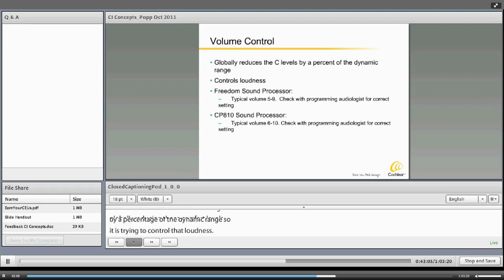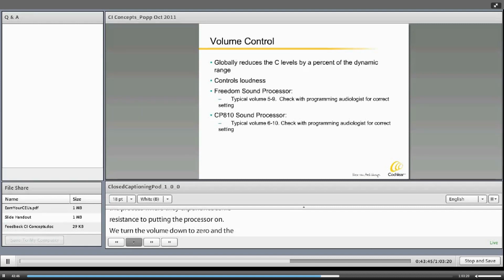There is also a volume control that is available, and what the volume control is doing is globally reducing those comfort levels by a percentage of the dynamic range. So it's trying to control that loudness. It's important to remember that a volume of 0 is not no sound. And I know that's way too many negatives for a sentence, but a volume of 0 is about 20% of the dynamic range reduction. So you're still using 80% of that dynamic range.